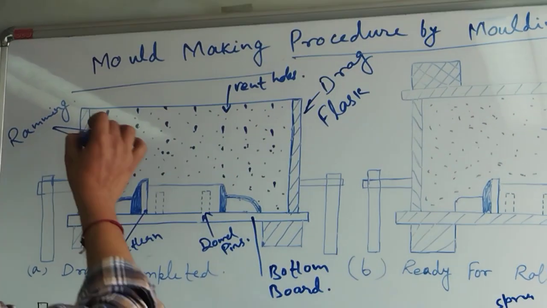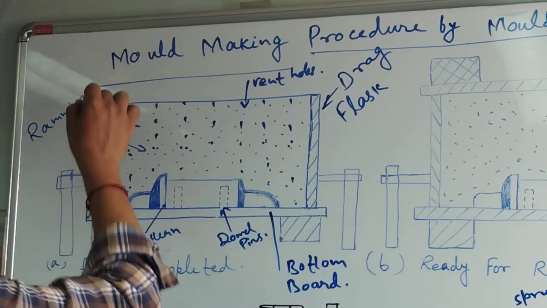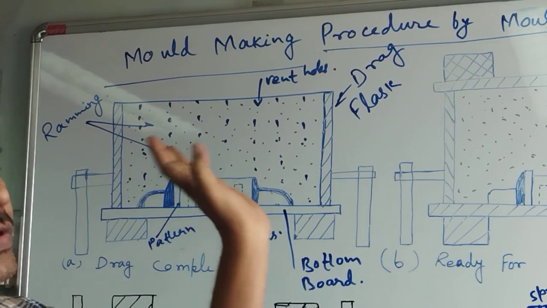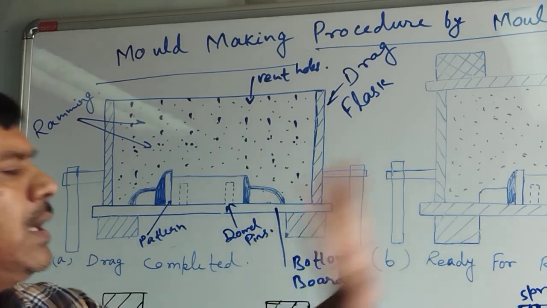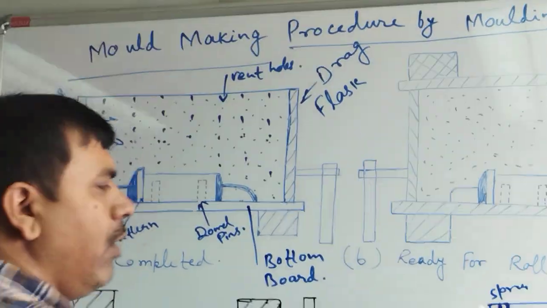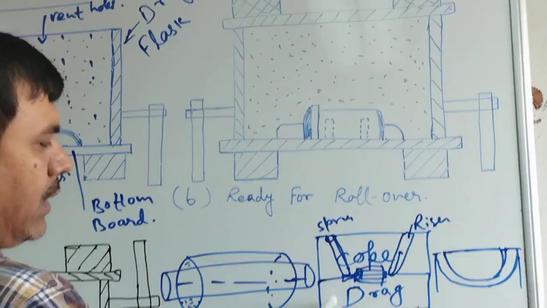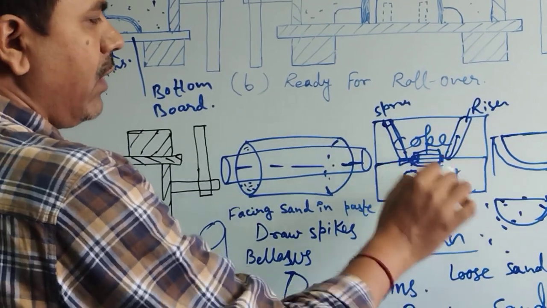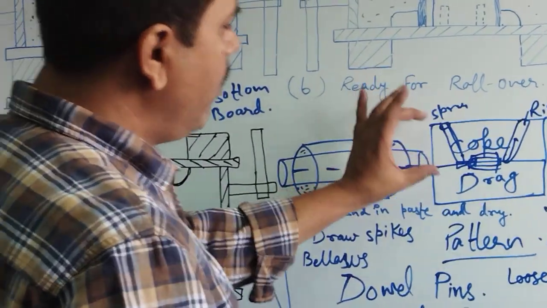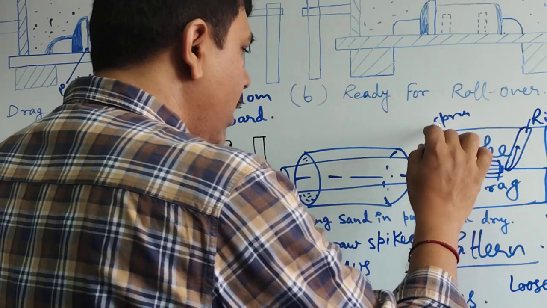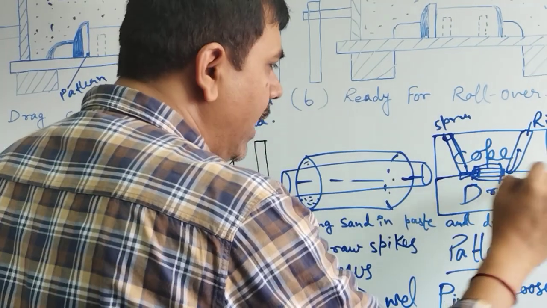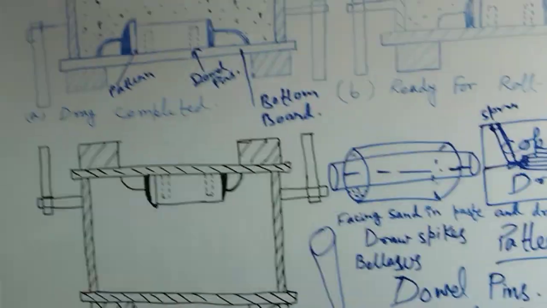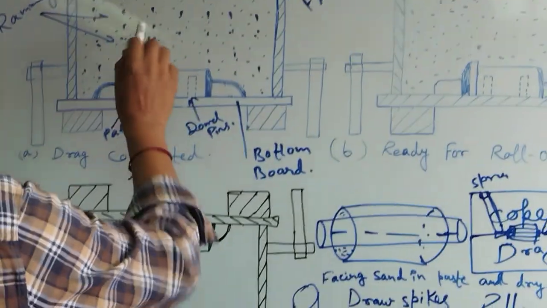Now, the flask, this is the drag flask, and this process we also use for making the cope flask. We go to this drawing. The drag is the bottom portion and the cope is the upper portion of the molding. And this is the cope flask. This is the top portion and the bottom portion is the drag flask. Now we discuss the drag flask.